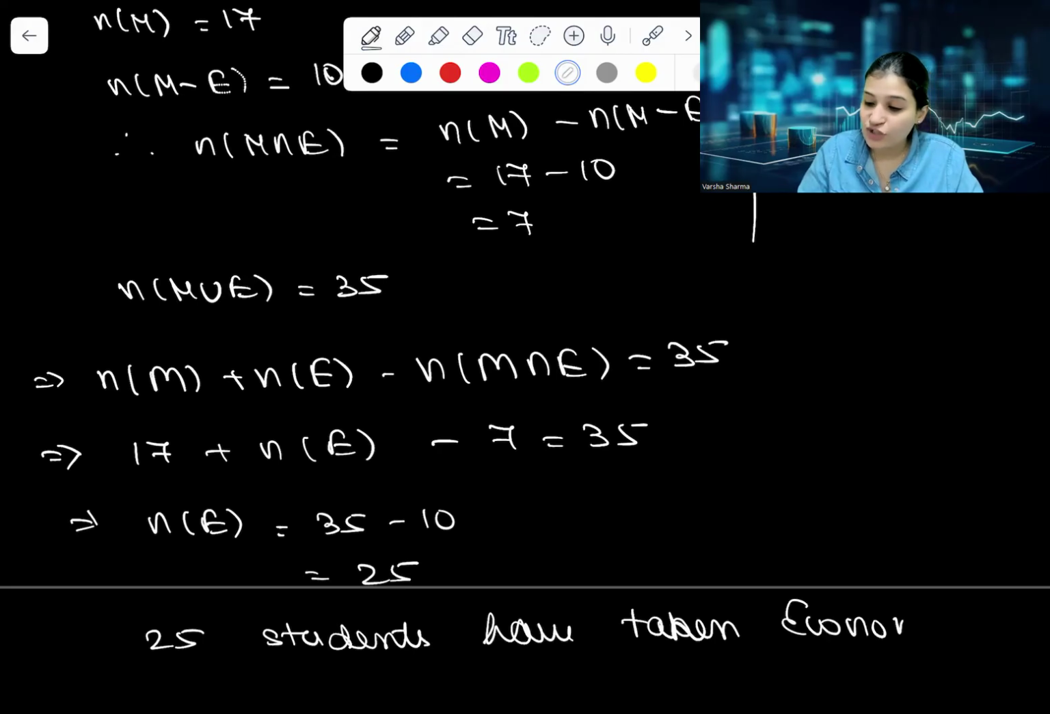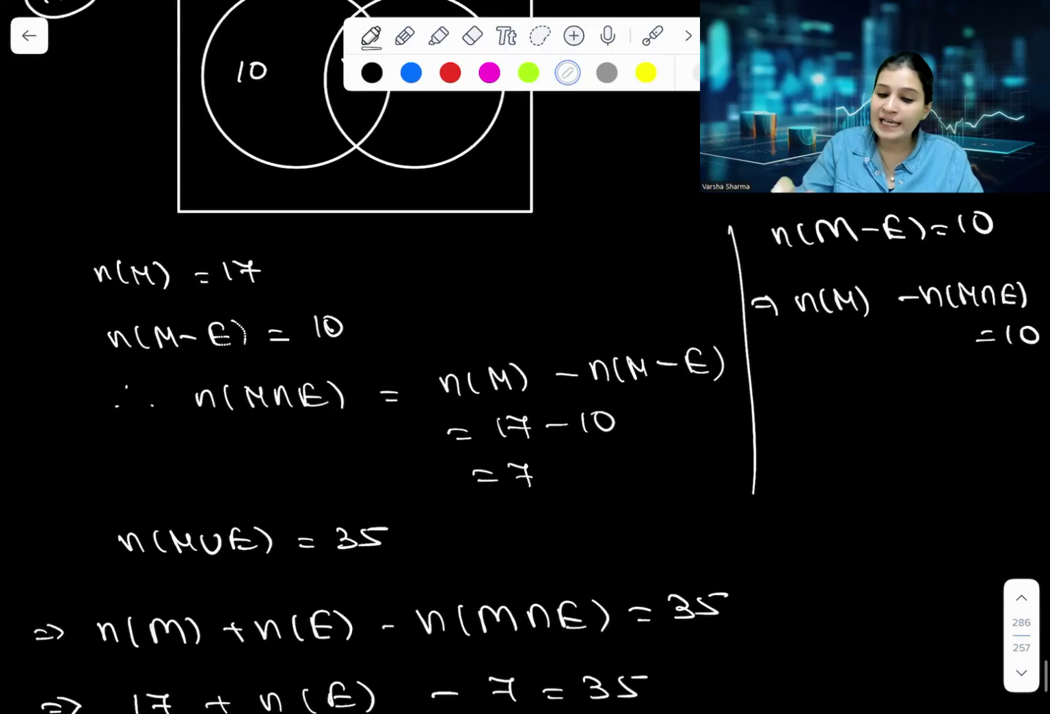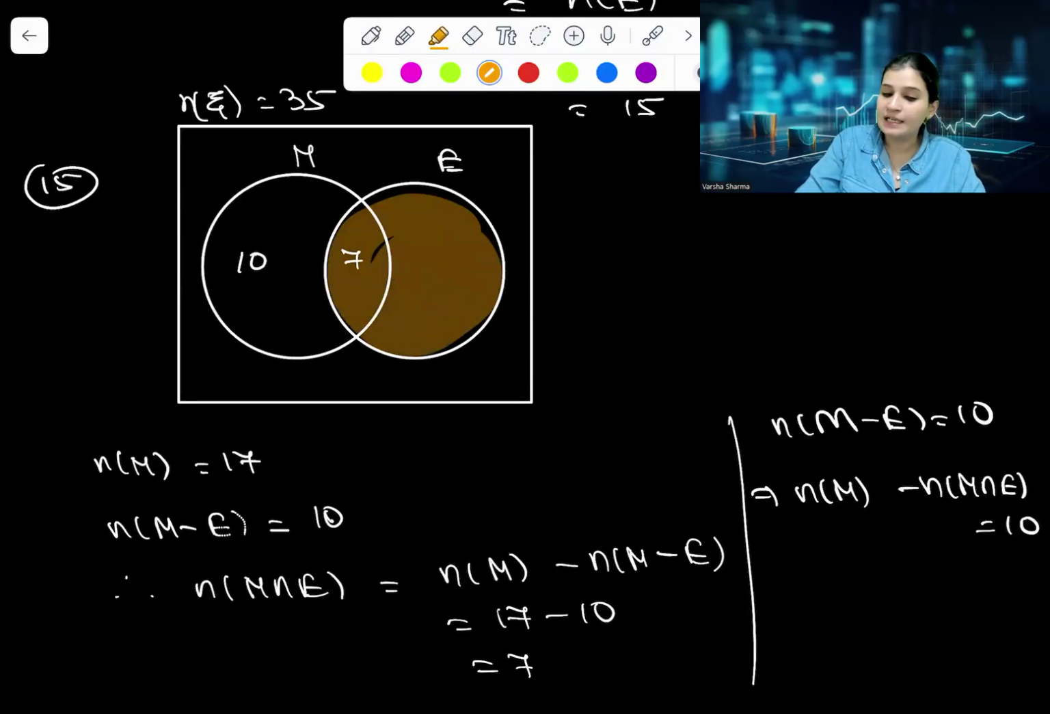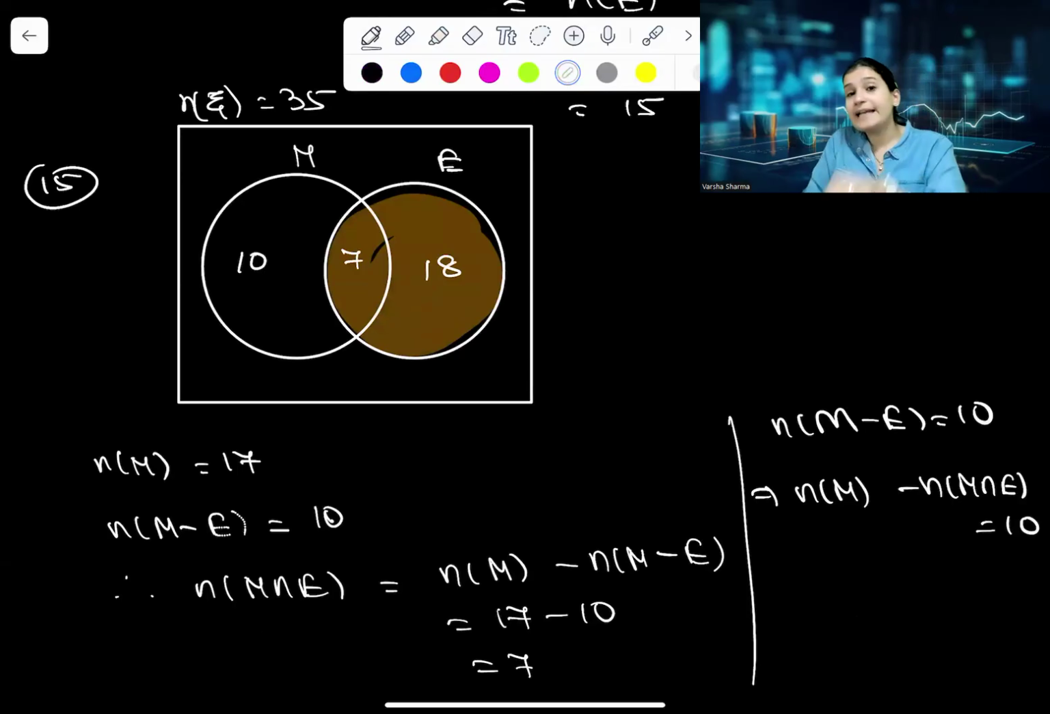But in the question, they did not ask us that. They asked us how many took only economics. So in the economics circle, in its entirety, I want 25 people. But 7 are already sitting. So 18 left. So these 18 are the people who are only present in the economic circle, and that is what I want to find.